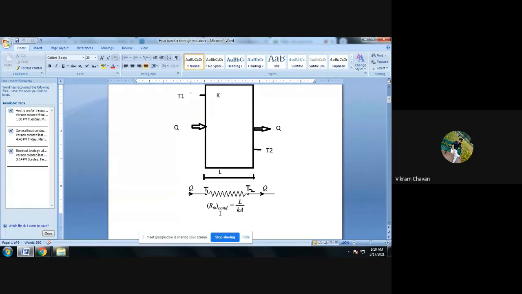That resistance we have calculated by using Fourier's law, and it is equal to L divided by K multiplied by A, where L is the thickness of the wall, K is the thermal conductivity of the wall material, and A is the perpendicular area for the flow of heat.